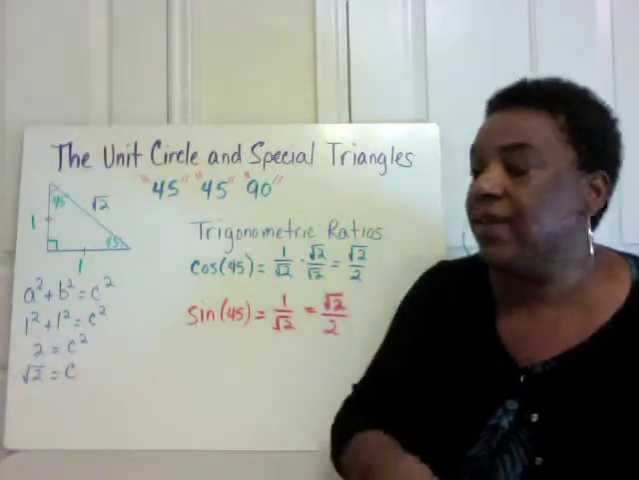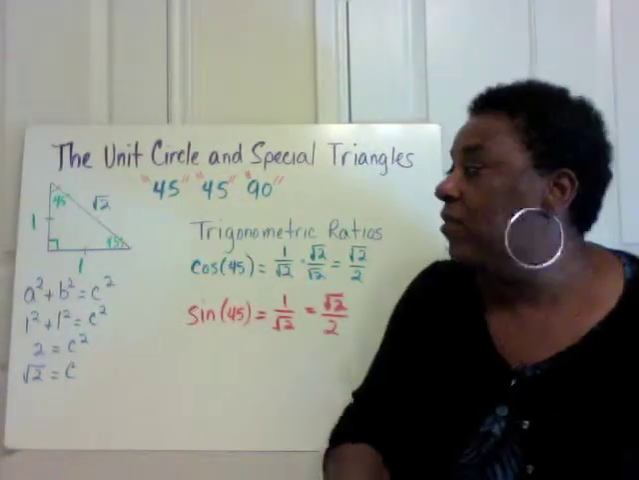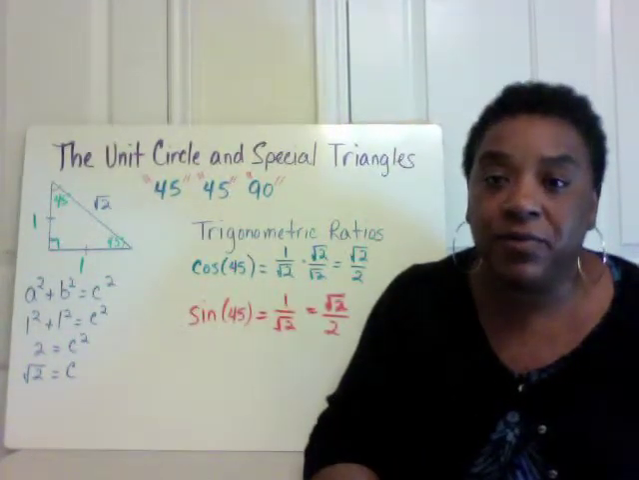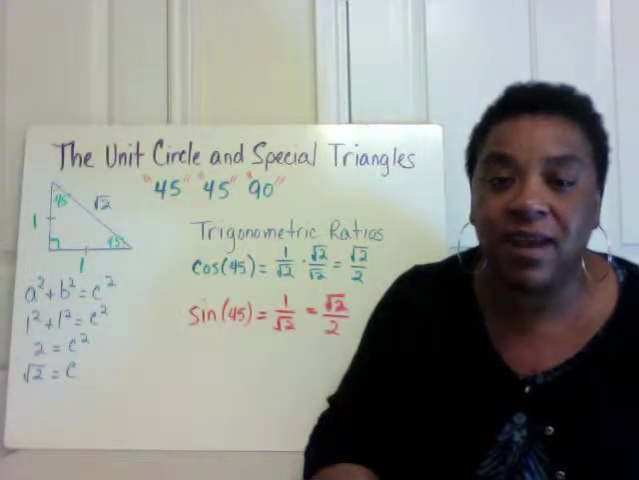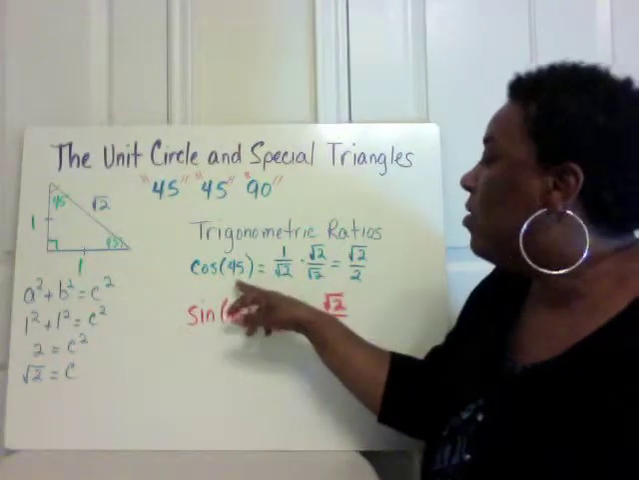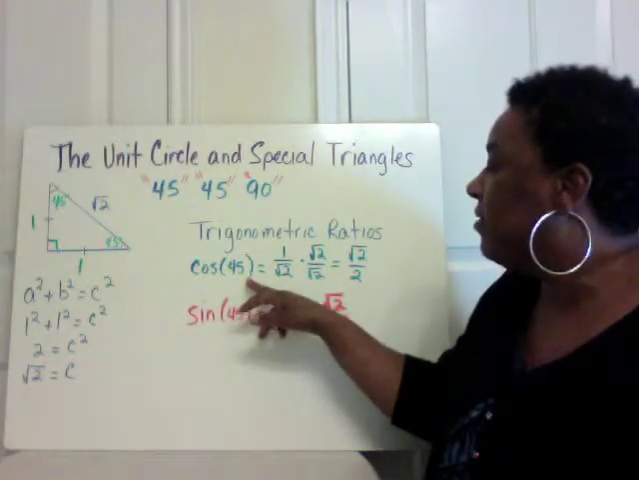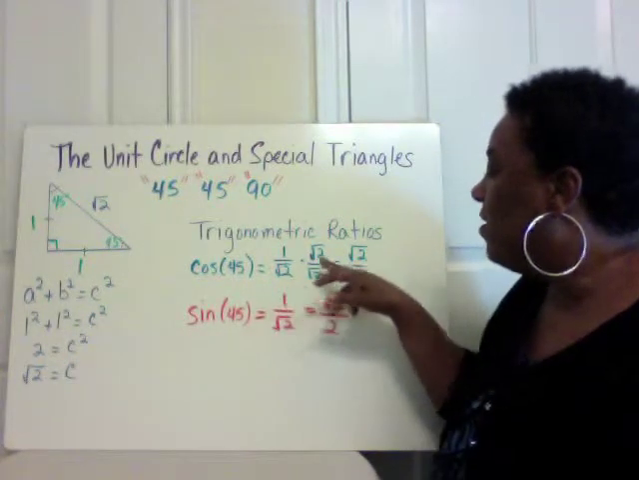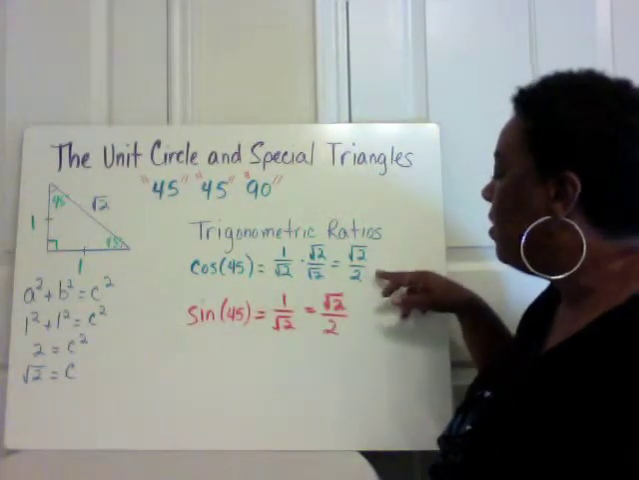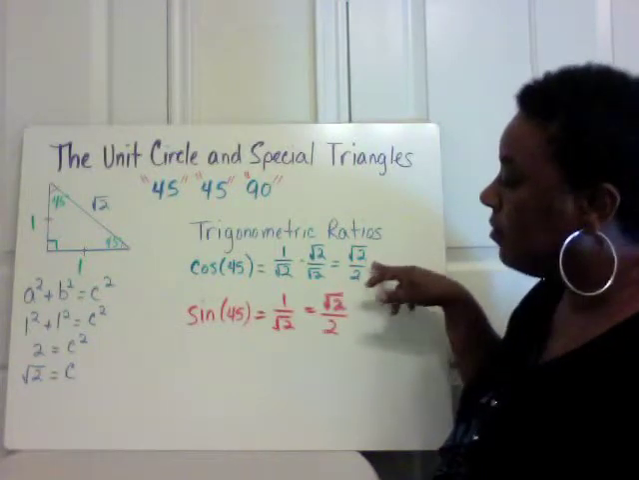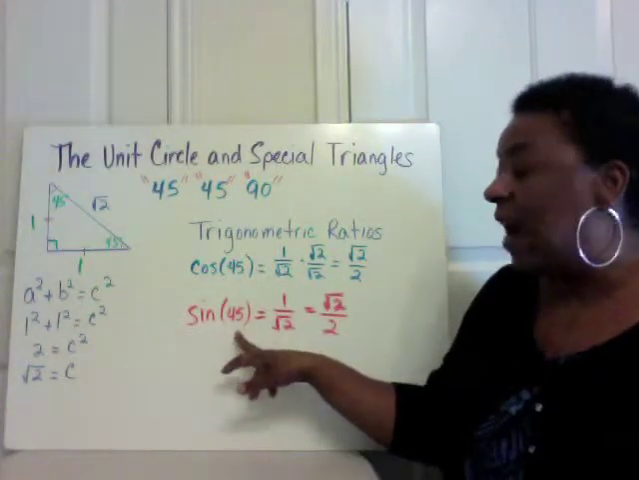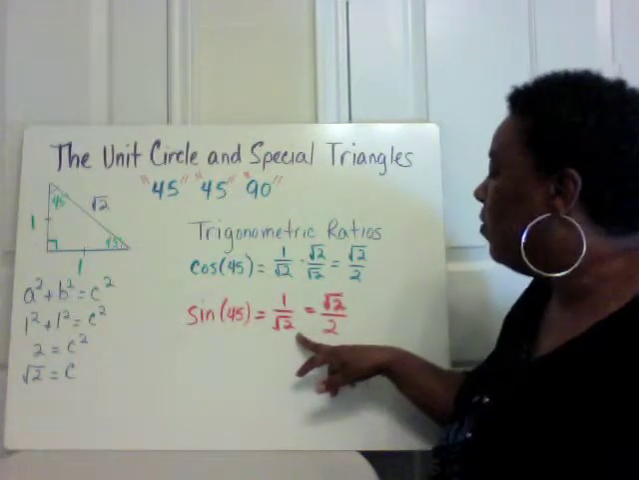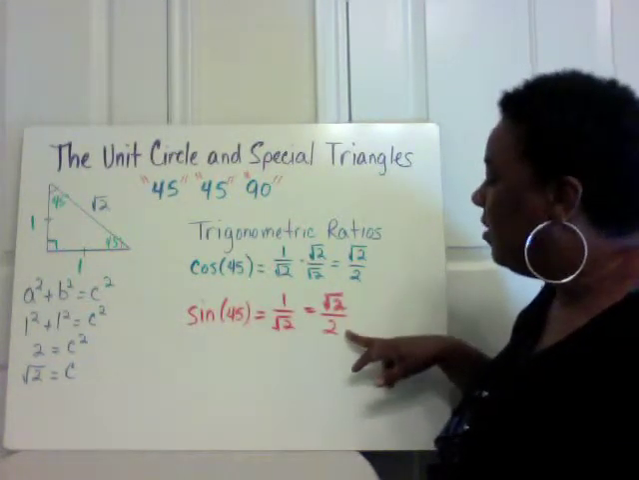is equal to c. So now we can use these sides to help us find the trigonometric ratios for cosine and sine. So cosine of 45 degrees is equal to 1 divided by the square root of 2, which simplifies to the square root of 2 divided by 2. And sine of 45 degrees is also 1 divided by the square root of 2, which is equal to the square root of 2 divided by 2.